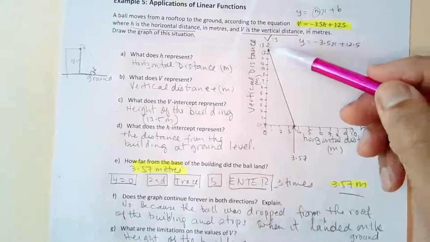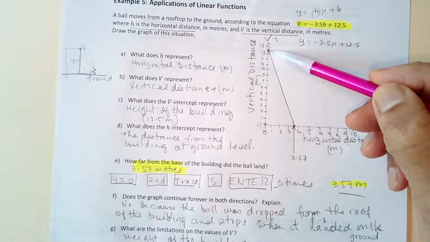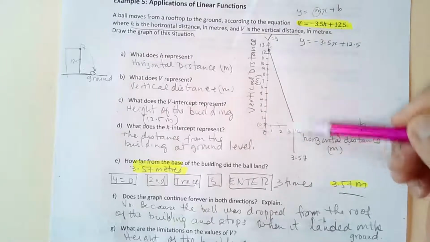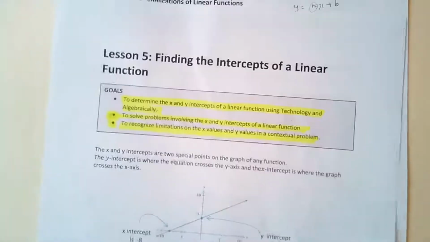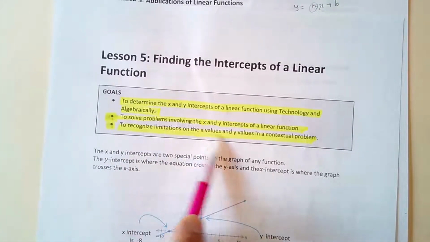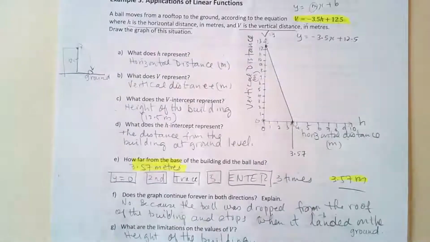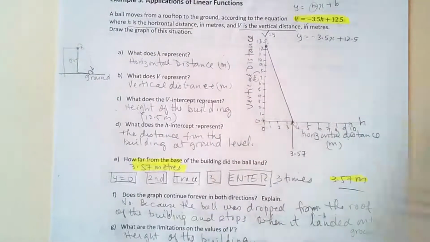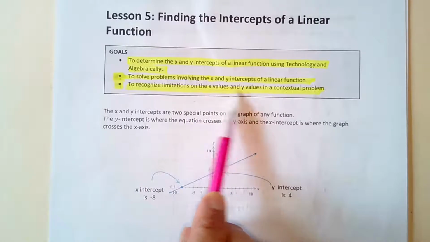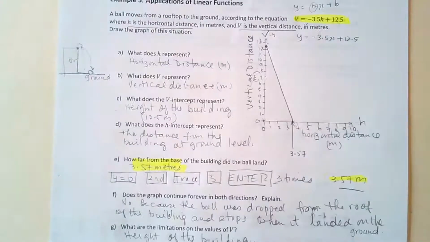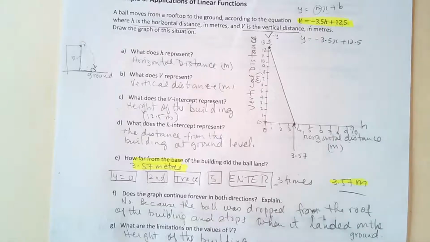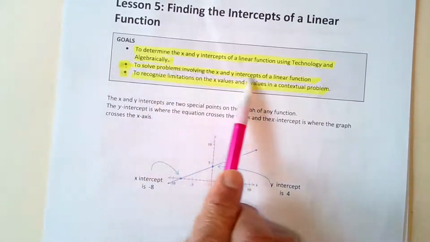Now notice how our limitations are the height of the building and the ground. And that explains how to recognize the limitation of x and y values in a contextual problem. Because you cannot drop the ball higher than where you are on top of the building. Okay, you're on top, that's the highest point. And the ground is where it lands. So that's where you recognize the limitations of the x and y values. We solve this problem here, the height of the building and where it lands on the ground, using the equation of a straight line. So today's lesson, we solve problems involving x and y intercepts, and we recognize the limitations.